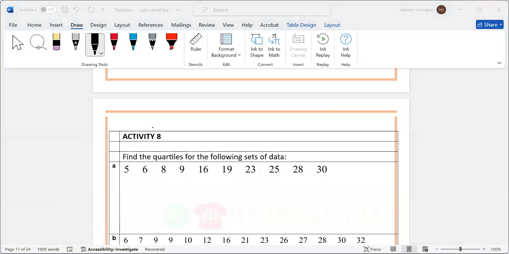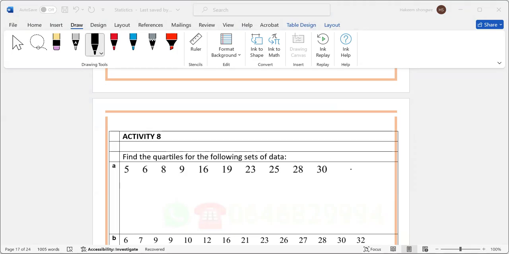They say we should find the quartiles for the following set of data. And then we said for us to talk about quartiles, we need to check our data. Is it in ascending order? Let's check this one. Is it in ascending order? It looks like that. So we have 5, 6, 8, 16, 19, 28, 30.